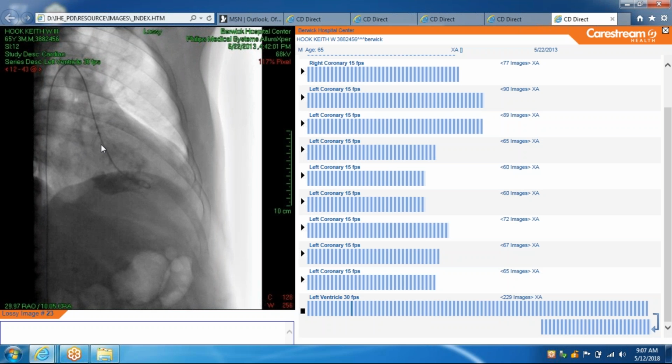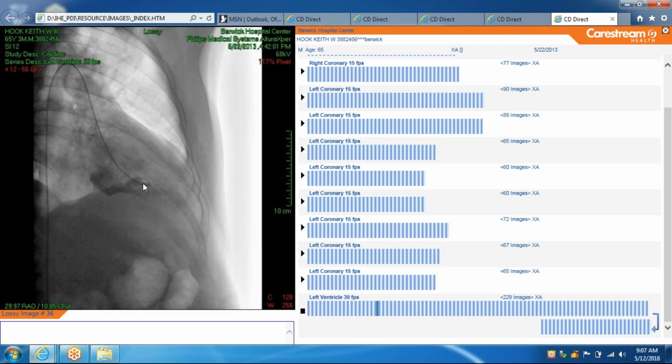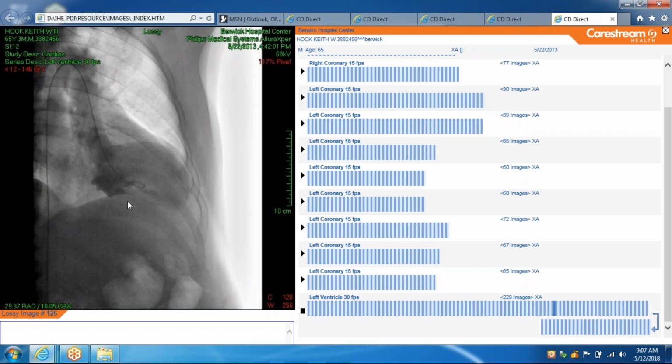Look, the catheter's in the LV. Look, that ejection fraction is reduced. The heart is not pumping the dye out. So ejection fraction is probably 20% because the heart is not pumping the dye out, and you can see that there's some mitral regurgitation as well.